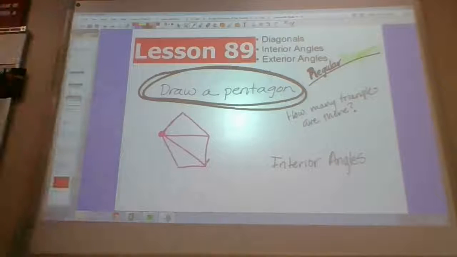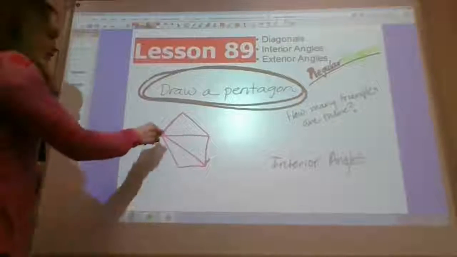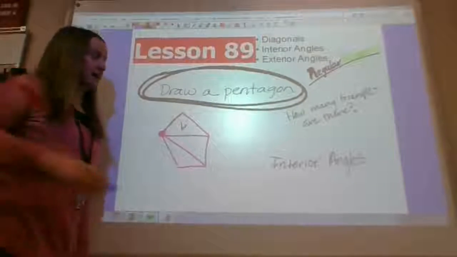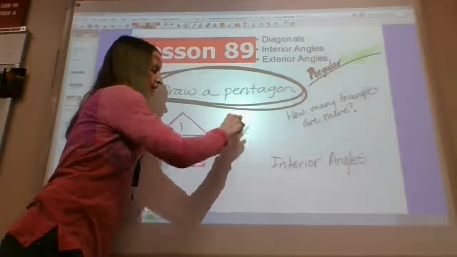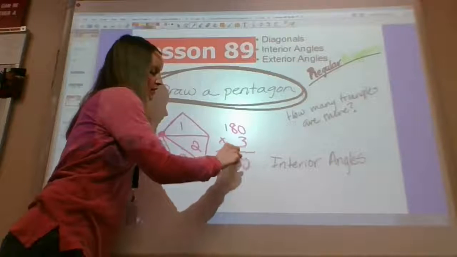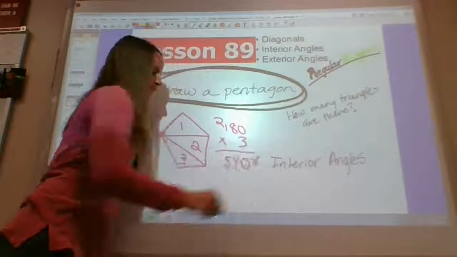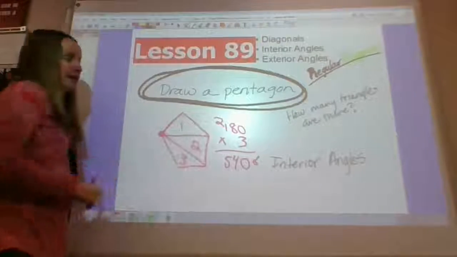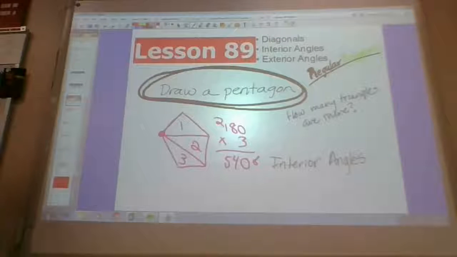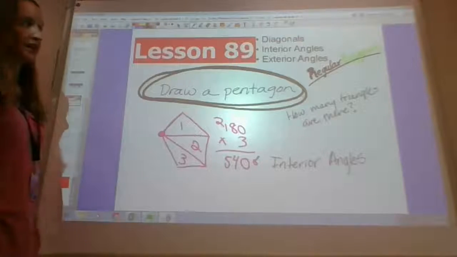Well, you guys know that the interior angles of a triangle is 180, but what you need to know is that the interior angles of any polygon is the number of triangles you can draw from one vertex, and then multiply it by the number of triangles that you have. And so you have 1, 2, 3. So you just take 180 times 3, and you get 540 degrees. And that's how you figure out how many degrees are in the inside of any polygon. So instead of having to memorize all that, it's as simple as 1, 2, 3.